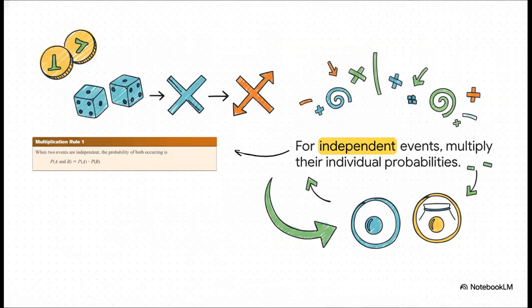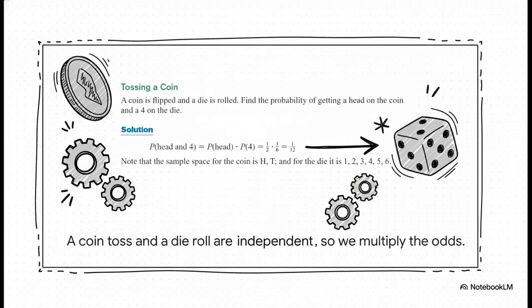So, for those independent events where one outcome has no memory and doesn't affect the next, the rule is super simple. You just multiply their individual probabilities together. Here's the classic example. The coin doesn't care what the die does, and the die doesn't care about the coin. They're independent. So we find the probability of getting a head, that's 1 in 2, and the probability of rolling a 4, that's 1 in 6, and we just multiply them. 1/2 times 1/6 gives us a 1 in 12 chance of both of those things happening.